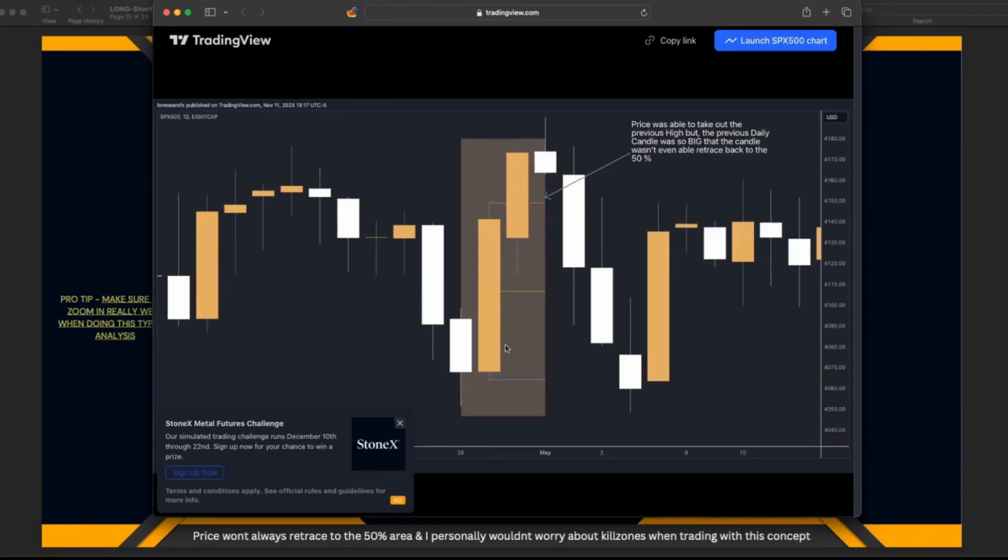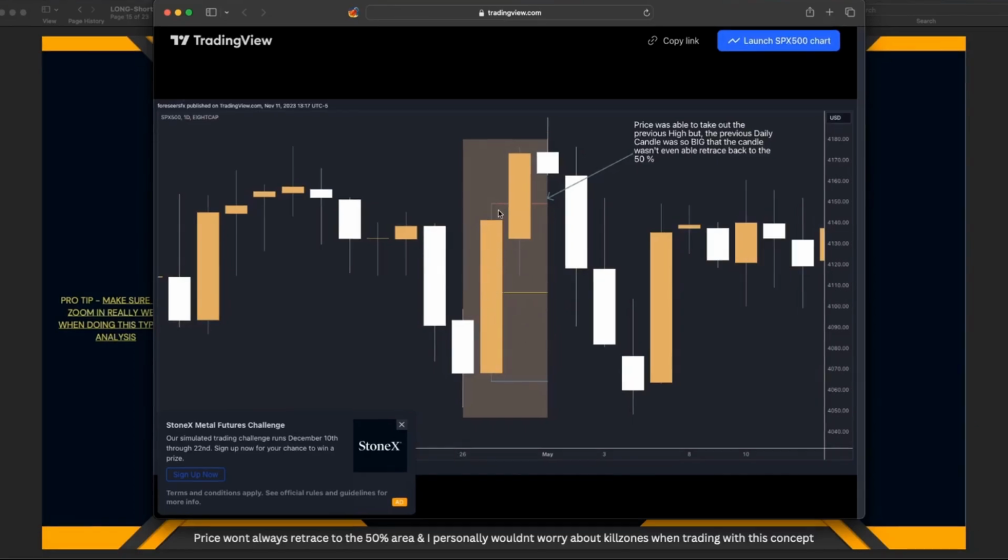And if you see this strong daily bullish momentum from the previous daily candle, then you can definitely expect price to not retrace anywhere down here.